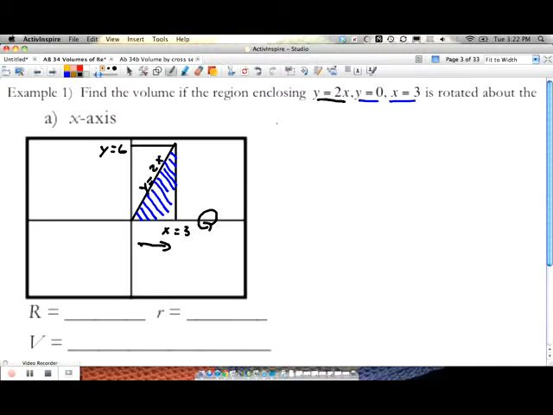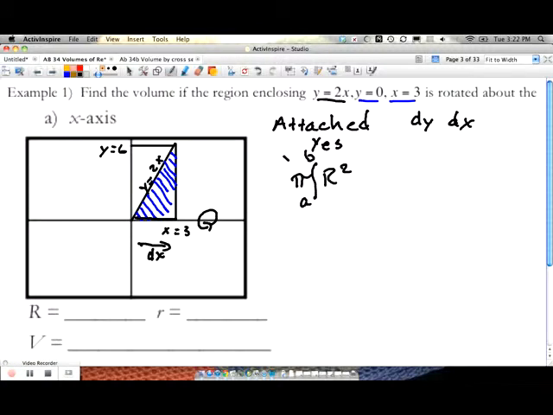So let's go ahead and go through our protocol. First of all, is it attached? Well, here's my axis of rotation, and the bounded area is attached the entire time. So yes, that means that I don't have to subtract an empty space in the middle. That means that I'm simply going to be looking at the template pi times big R squared. And I got to figure out what a and b are. Now the second question is, is it dy or is it dx? I'm moving in the direction of x, so it's going to be dx here.